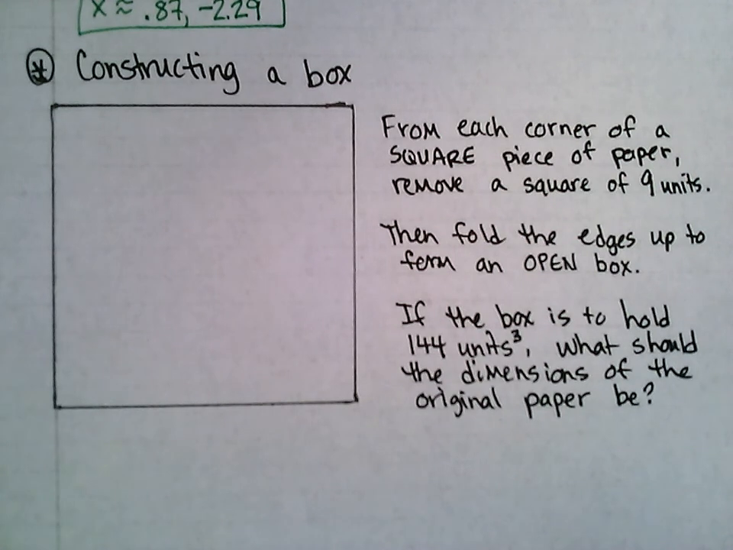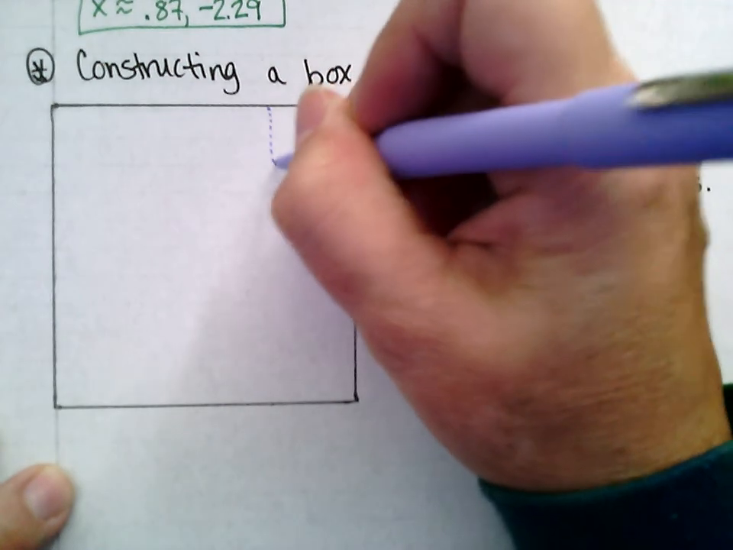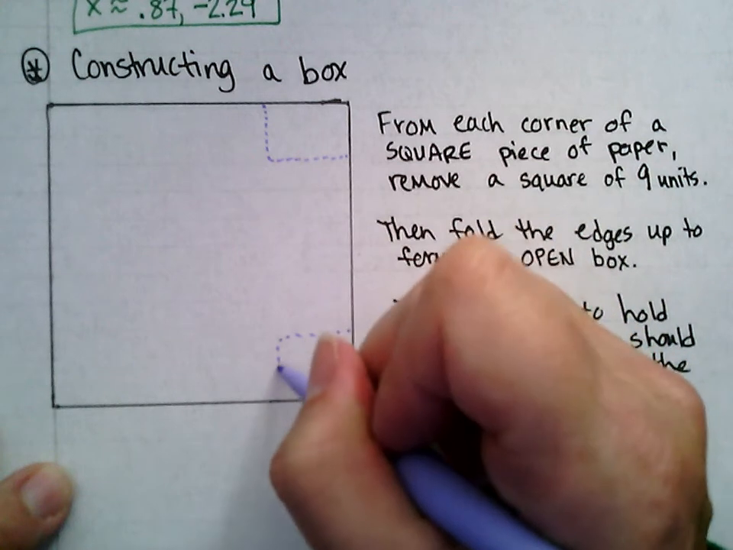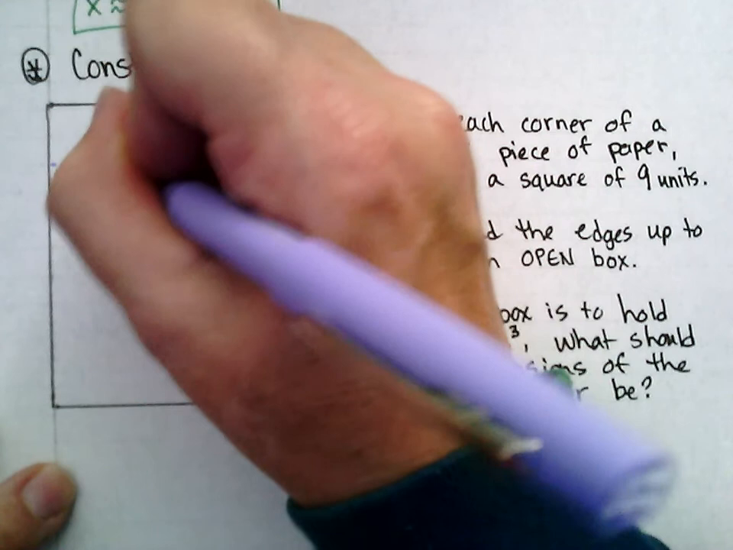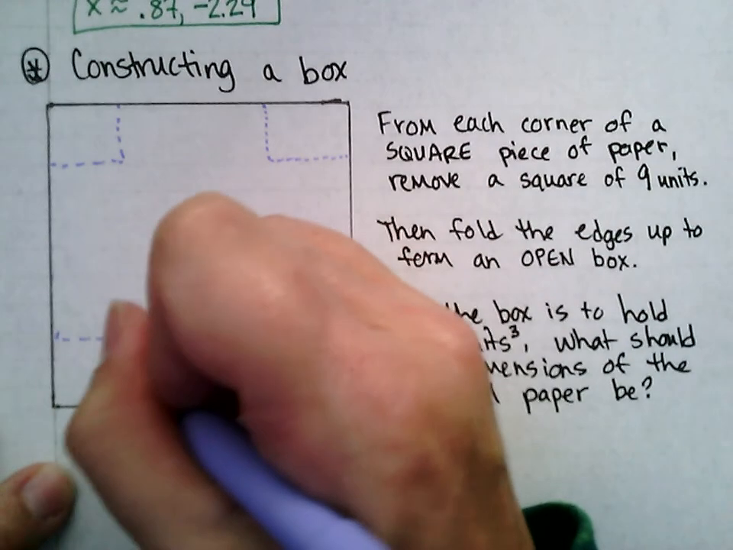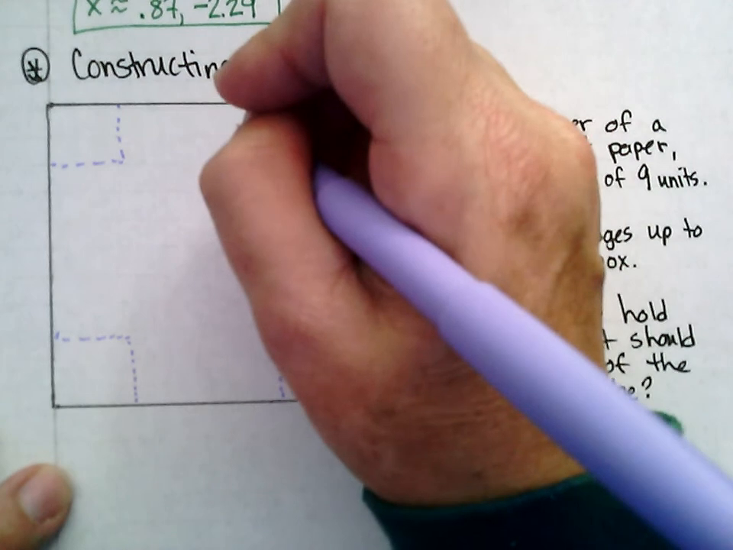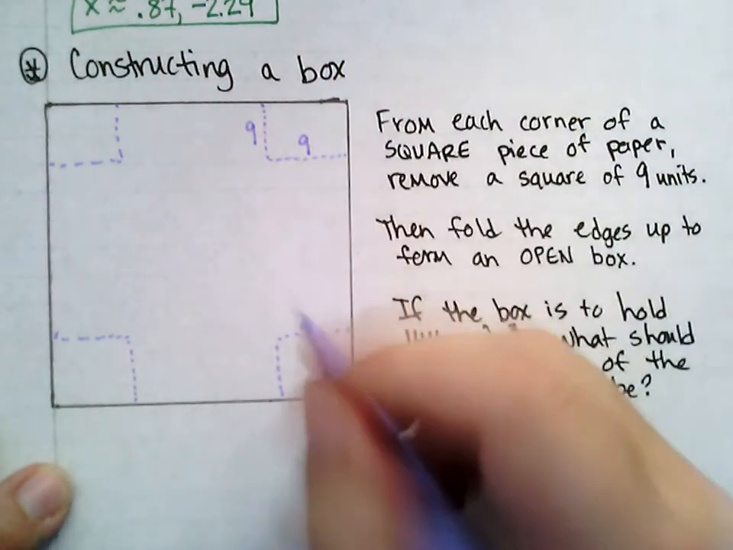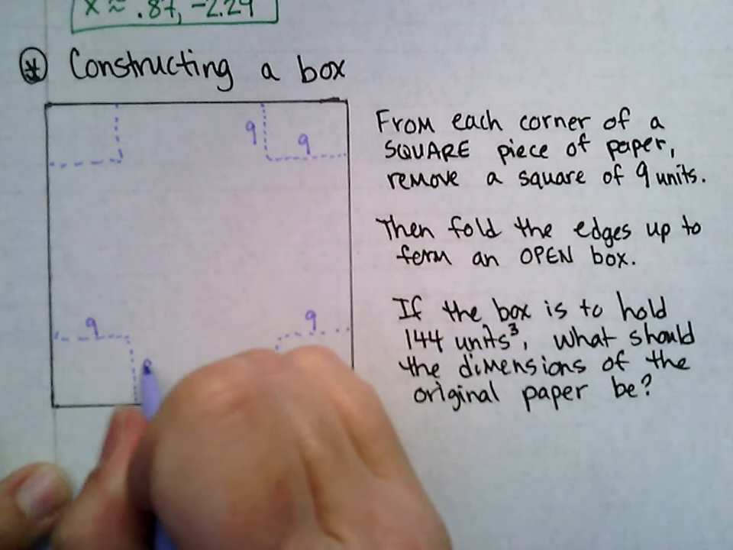So here's what I know. I am going to be cutting out squares. We're going to pretend those are squares from each corner. So I cut those off and basically just throw them away. So they're gone. And they are 9 units. Like it doesn't say if it's centimeters or inches or what it is. But each one is 9.